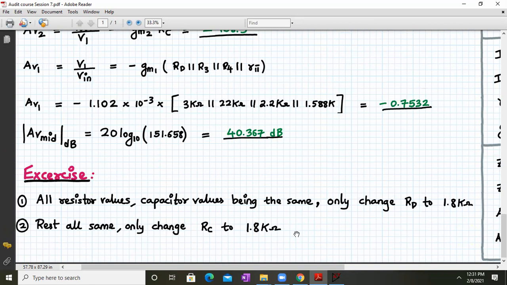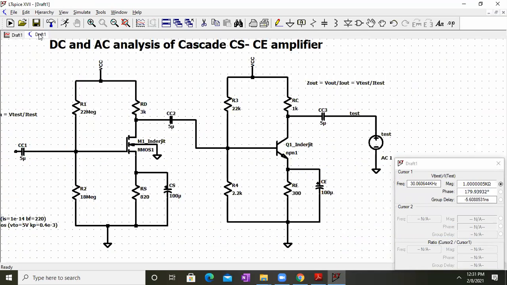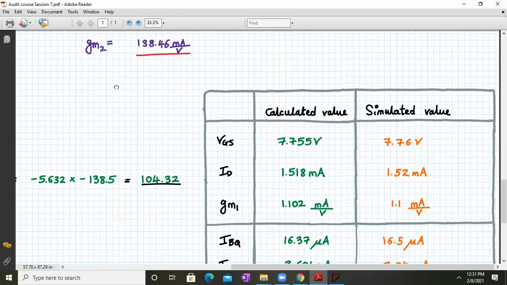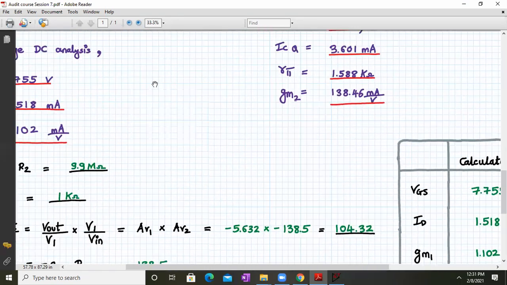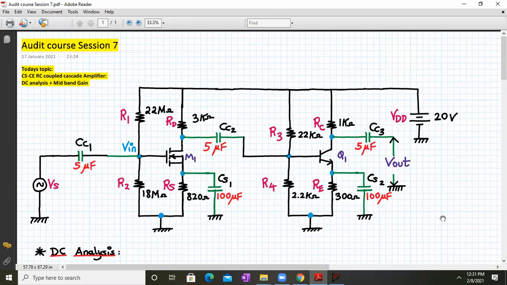See to it that you take all these print screens of the input and output from LTspice, and also you need to add the tables, similar to whatever tables we have added here, for the exercise part. So over here we have completed a discussion on the DC analysis plus the midband gain plus the input and output impedance measurement for a CS-CE RC coupled cascade amplifier.